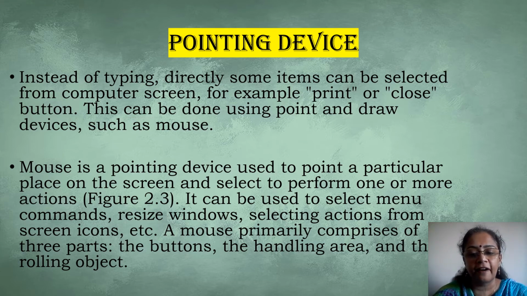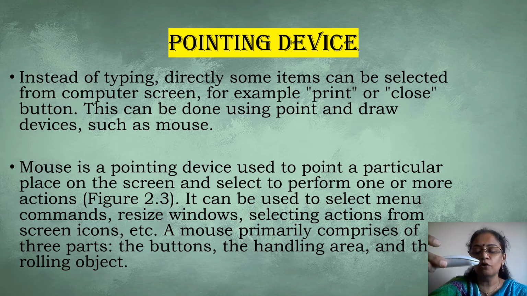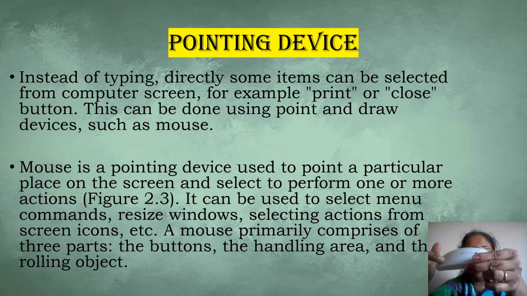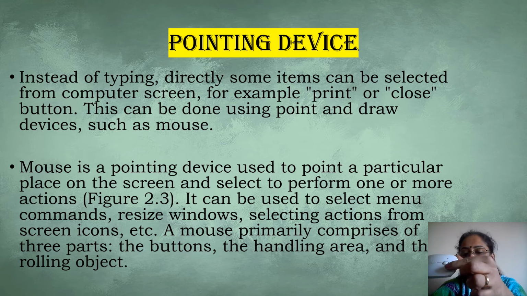Now, a mouse is a pointing device used to point to a particular place on the screen to select and perform one or more actions. It can be used to select menus, commands, resize windows, select actions, screen icons, etc. So a mouse primarily comprises 3 buttons, a handling area and a rolling object. Everybody knows what a mouse looks like. So this is the mouse. You have the 3 keys, along with this area called the handling area, and here you have the rolling object. This is basically how a mouse looks, and it is called a pointing device.